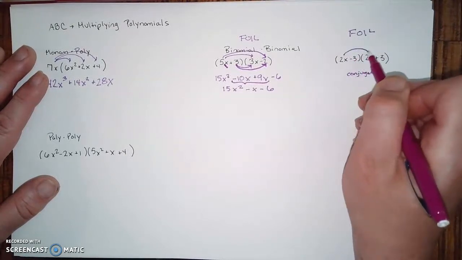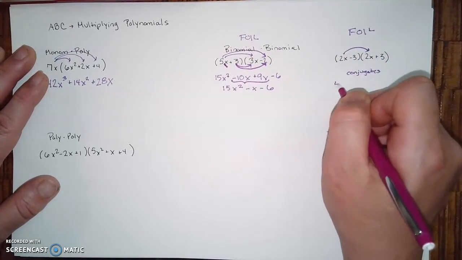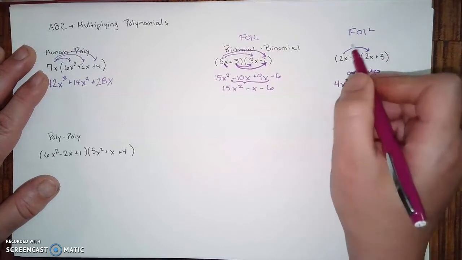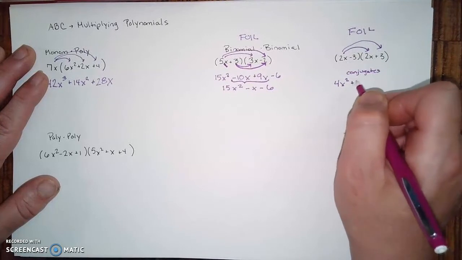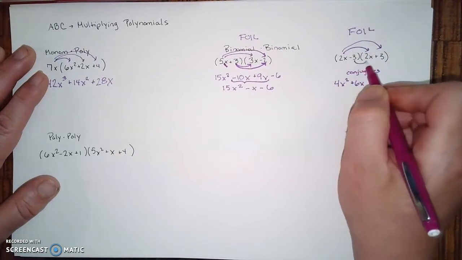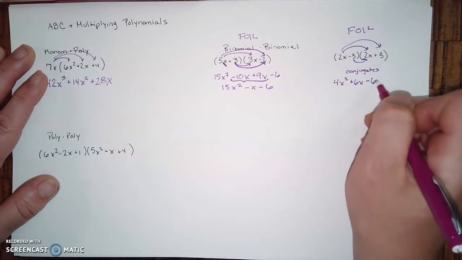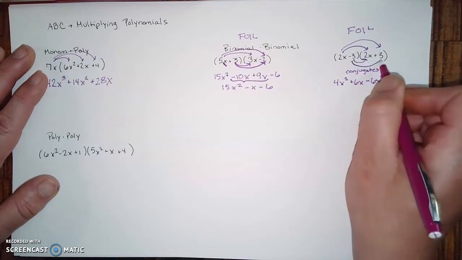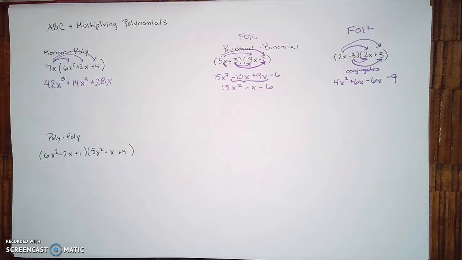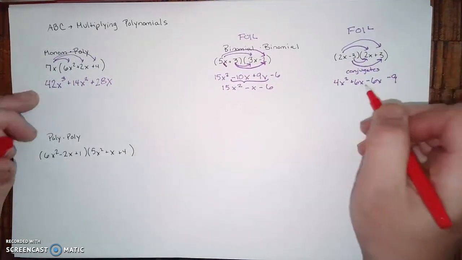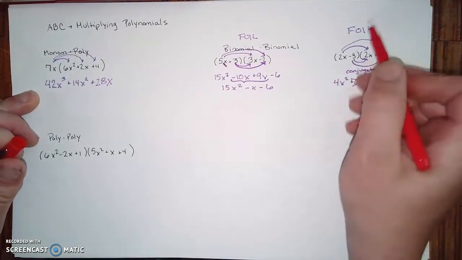First, 2x times 2x is 4x squared. Outer, 2x times positive 3 is positive 6x. Inner, negative 6x. And last is negative 9. You'll notice this is always going to happen on conjugate pairs. The inner two terms are going to cancel each other out. And those happen to be the O and the I.